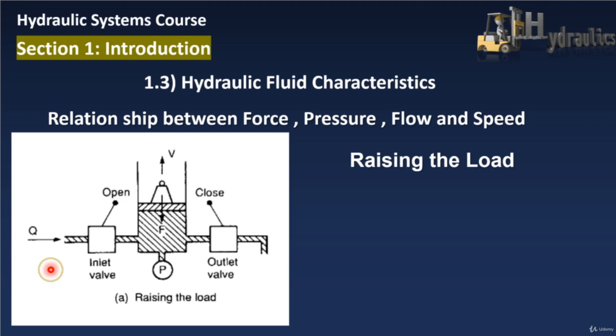The load will rise with a velocity of V, which is equal to Q over A, centimeter per second, and the velocity can obviously be controlled by adjusting the flow rate. To adjust the flow rate, you will play with the inlet valve opening. So once we have the inlet valve opened, the fluid will run through the cylinder and start raising this load up, considering that the outlet valve is closed.